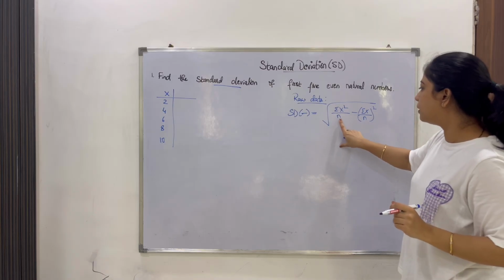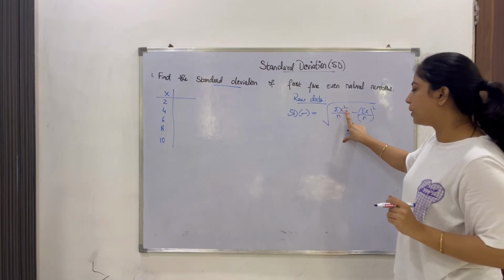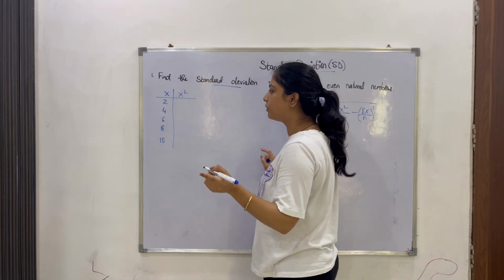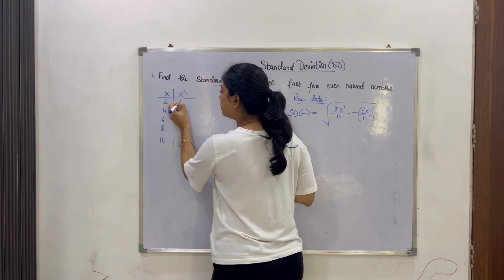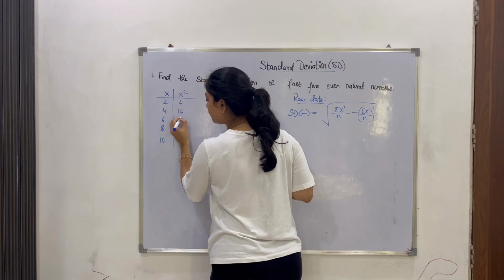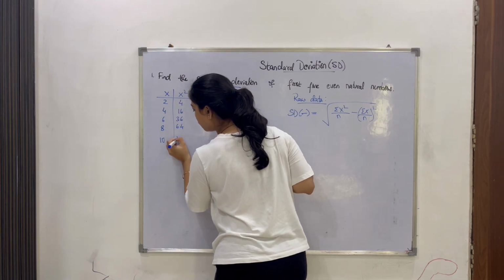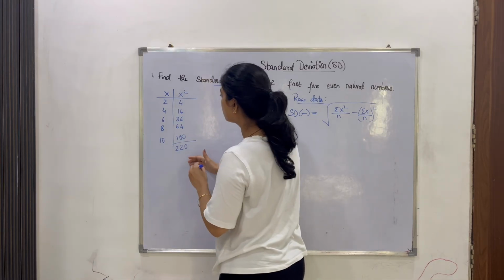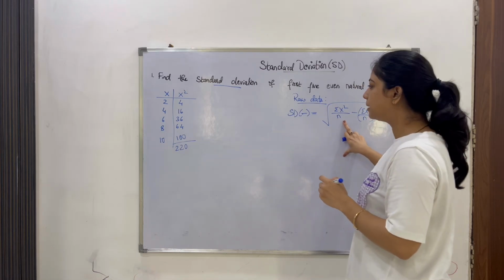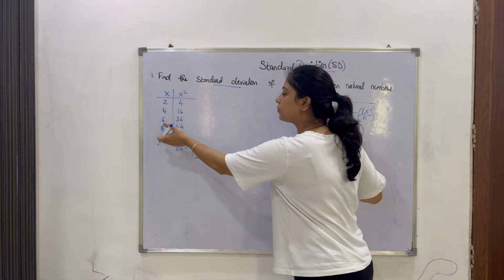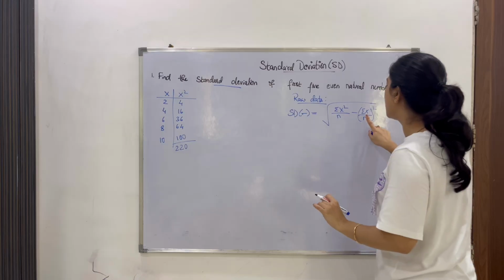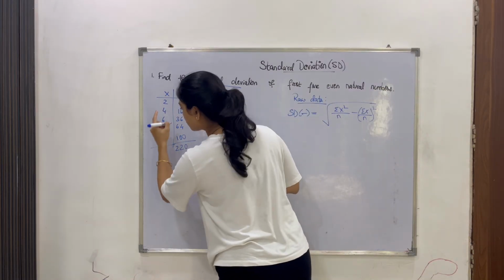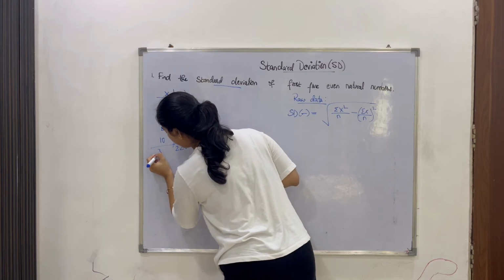Now, according to this formula, first we have to take the sum of x square. We have only x, so we'll take out the x square column first and then take the total of it. So x square will be 4, 16, 36, 64 and 100, and the total is 220. Now, divided by n. N is nothing but the number of observations. We have 5 observations here, so n will be 5. Minus summation of x by n the whole square. So we need to take the total of x also, which is 30.